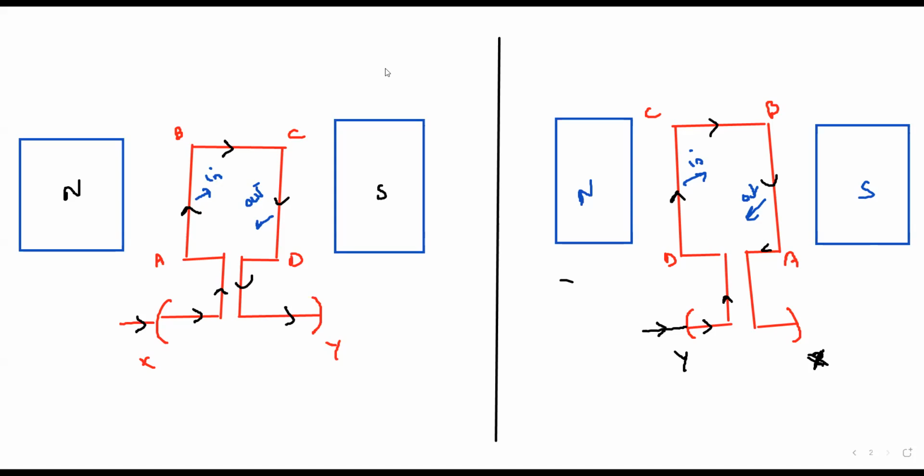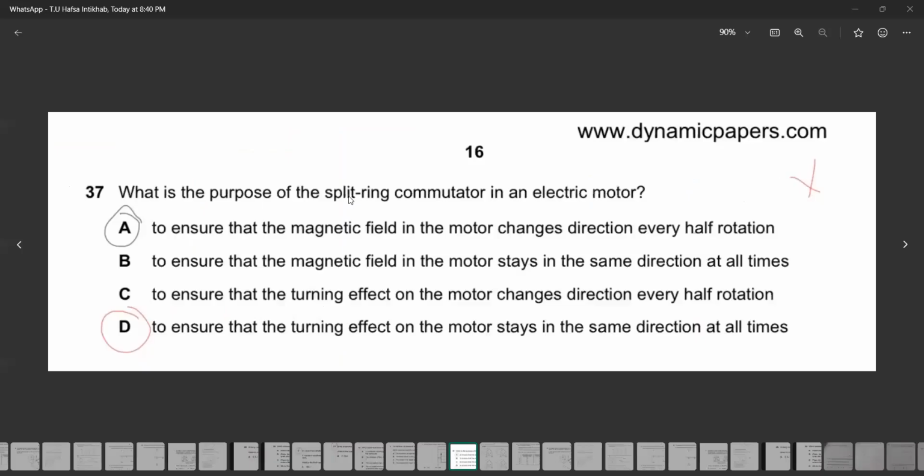So here we have the options. What is the purpose of a split ring commutator in a DC motor? To ensure that the magnetic field of the motor changes? The magnetic field does not change, the current changes. The direction of the current changes after every half rotation.